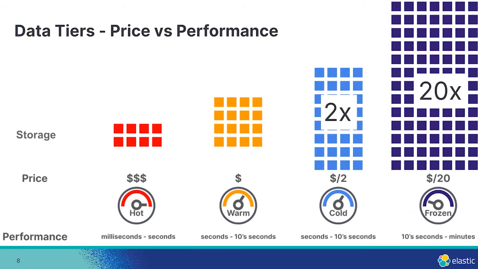The hot tier with high performance CPUs and SSDs is the most expensive and returns query results fast, in milliseconds. The warm tier is cheaper, but search performance may drop down to seconds or so. The cold tier can store up to twice as much data as the warm tier for the same cost, but with very little impact to performance. And then finally, the frozen tier can store up to 20 times the data that the warm tier does, but performance can drop down to minutes if the data isn't cached.